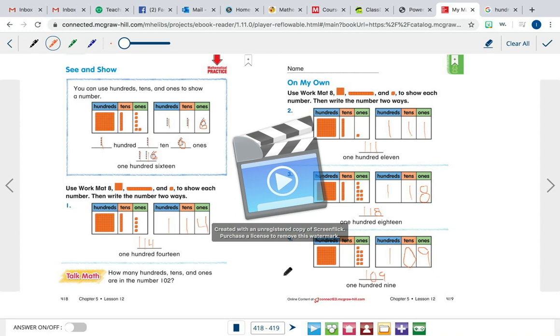I'm going to give you a second to write all this down. Also for talk math right here, if you want to talk math with your family or with your dog or your cat or your goldfish and tell them how many hundreds, tens, and ones are in 102, you feel free to talk that math with your parents, your grandparents, your siblings, your dog, your fish, or anyone else. Remember, talk math means we talk it out loud. Okay, let's go to the next page.